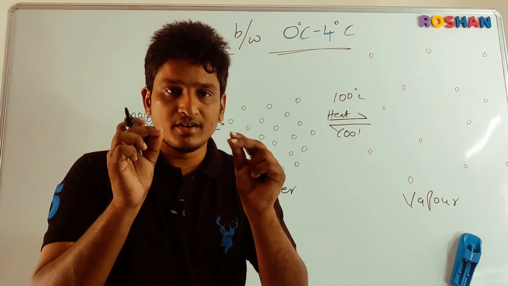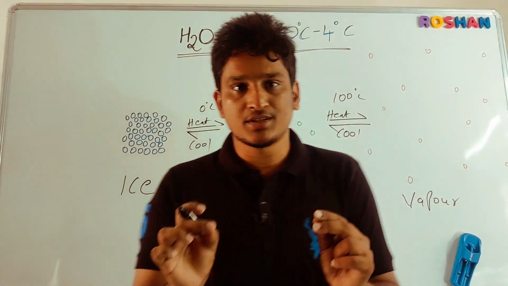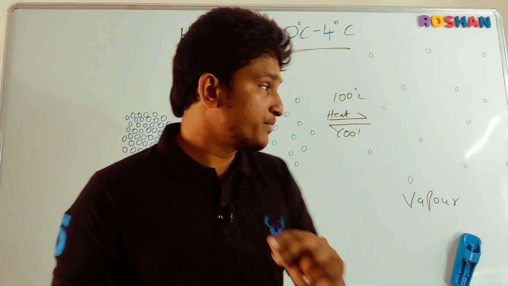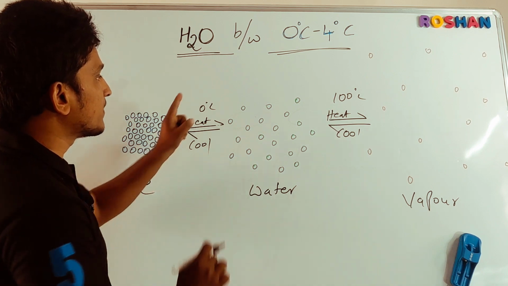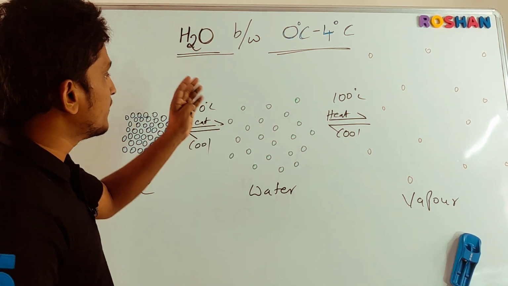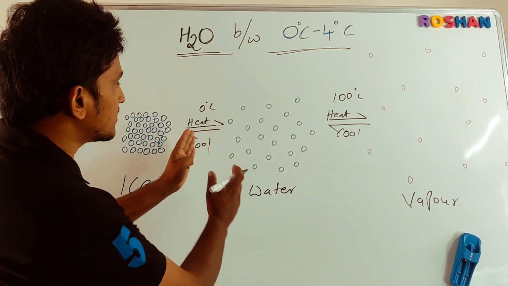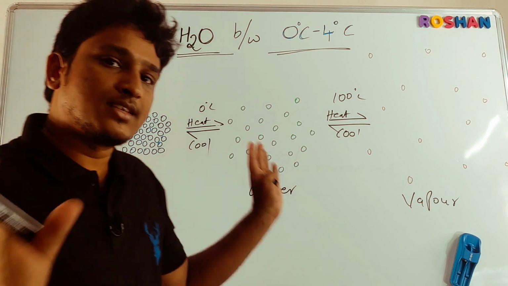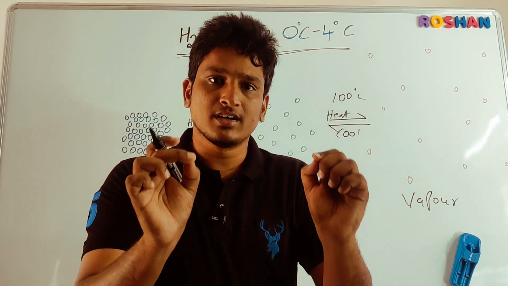Yes, at 0 degrees Celsius, the solid form of H2O and the liquid form of H2O are in dynamic equilibrium with each other, which means ice converts into water and water converts into ice at 0 degrees Celsius. If you increase the temperature from 0 degrees, it converts into water. If you decrease the temperature from 0 degrees, it converts into ice. This is how the physical states change with changing temperature.